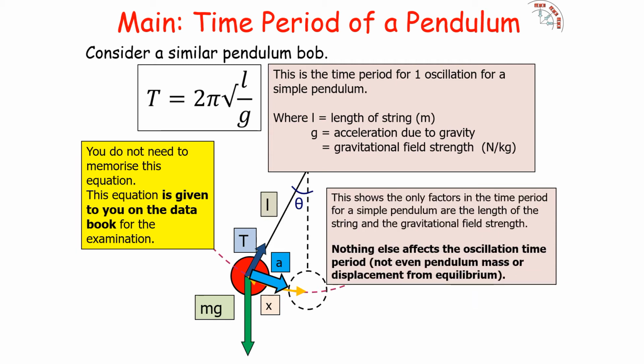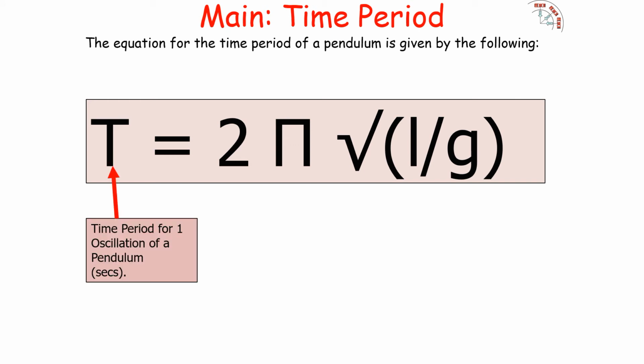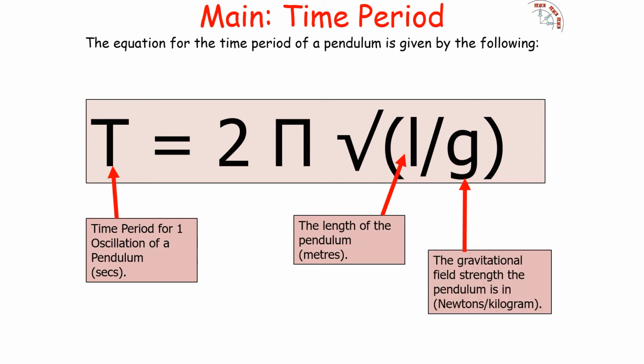But you should note the only factors in the time period equation for the simple pendulum are the length of the string and the gravitational field strength. Nothing else affects the oscillation time period, not even the pendulum mass or the displacement from equilibrium. So we know T is equal to 2 pi times the square root of L over g, where T is the time period for one oscillation of a pendulum, L is the length of the pendulum in meters, g is the gravitational field strength of the pendulum in newtons per kilogram, and 2 pi is the constant.